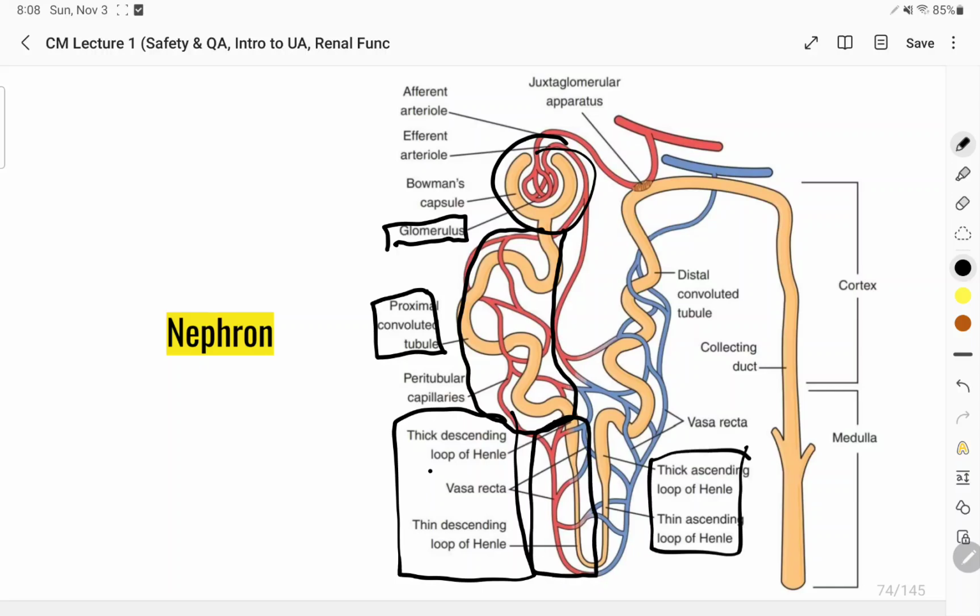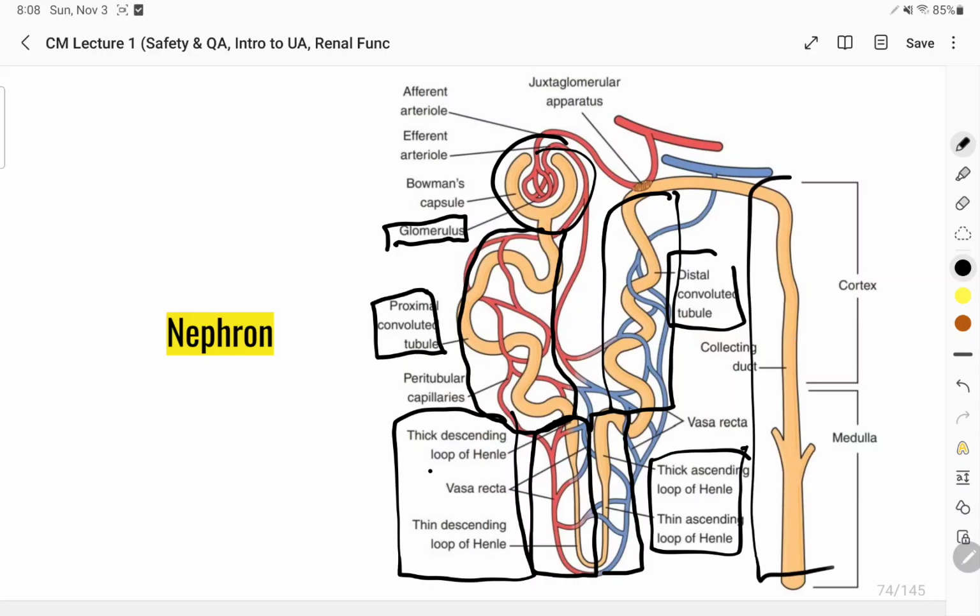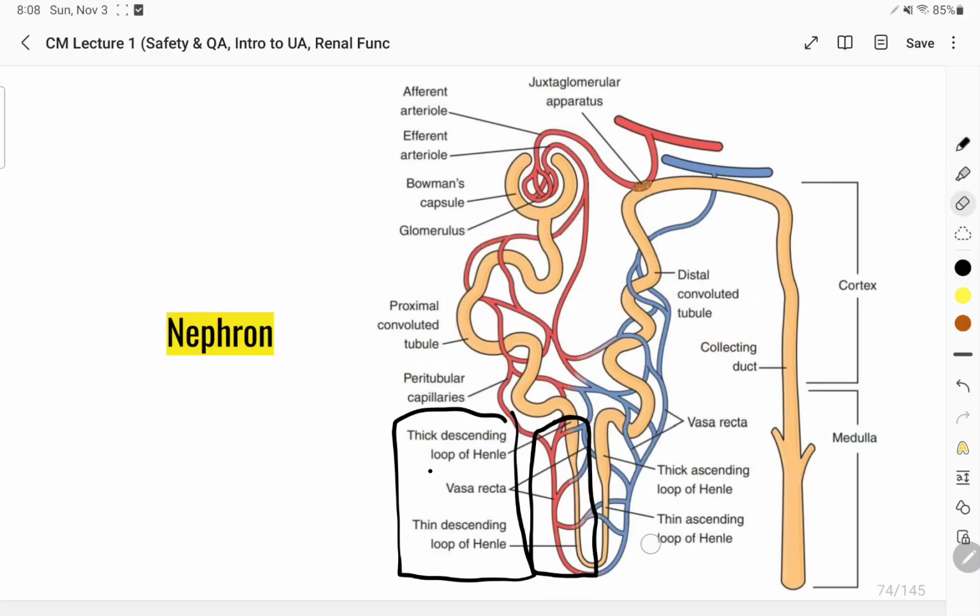Then we also have the thick and thin ascending. And then we also have your distal convoluted tubule. And then we have your collecting ducts. Okay? So we have the glomerulus, the PCT, the loop of Henle, descending and ascending, the DCT, and then the collecting ducts. Okay? So those are the nephrons.